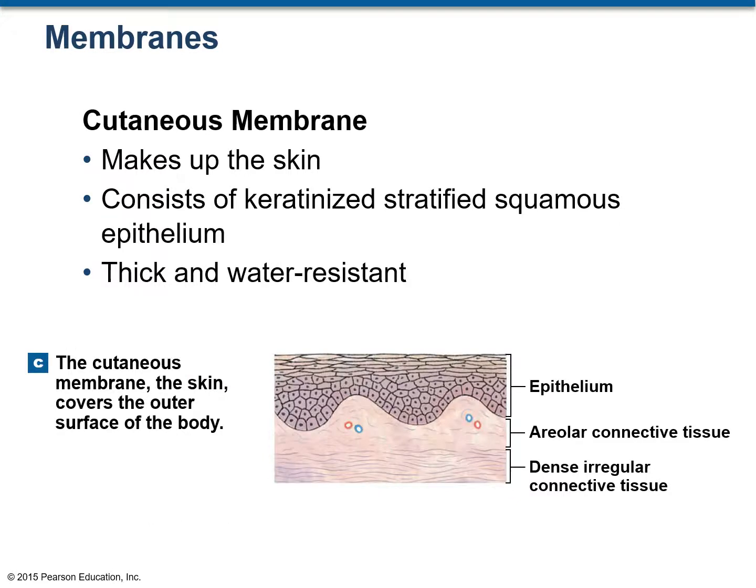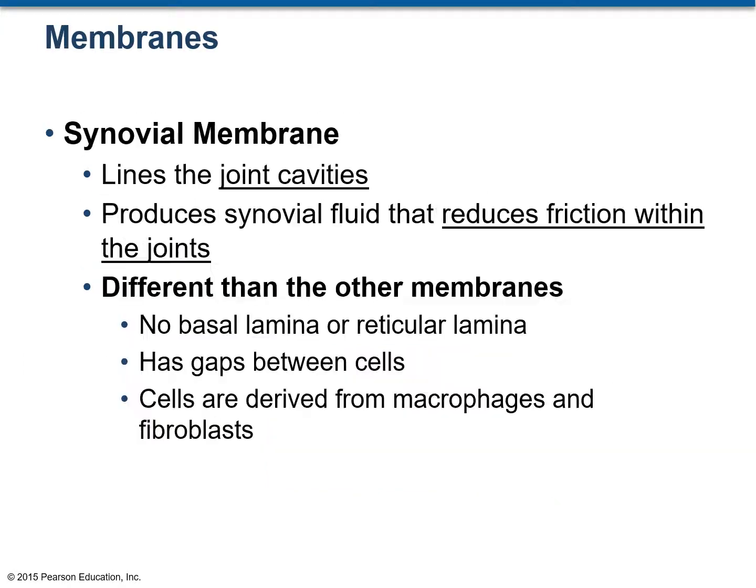Cutaneous membrane is the skin. So skin is thick layered and it is water resistant, not waterproof. It is made up of several layers of flat epithelial cells, so stratified squamous epithelium. The last type of membrane is called the synovial membrane, which lines joint cavities such as your knee joint cavity.